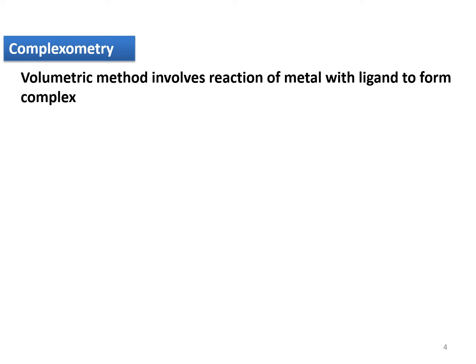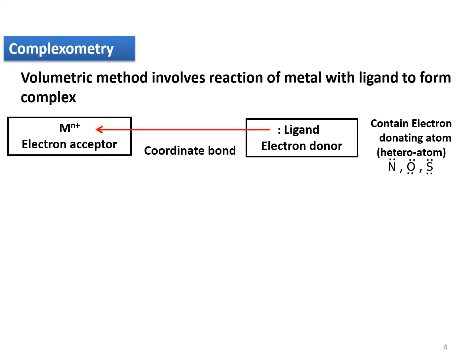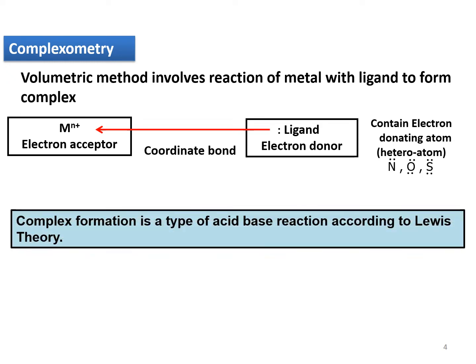Definition: complexometry is a volumetric method that involves the reaction of a metal with a ligand to form a complex, where the central metal ion is the electron acceptor and the ligand is the electron donor. The ligand should contain a donating atom, which donates the electron. They are called heteroatoms, such as nitrogen, oxygen, and sulfur, to form the coordinate bond between the ligand and metal.